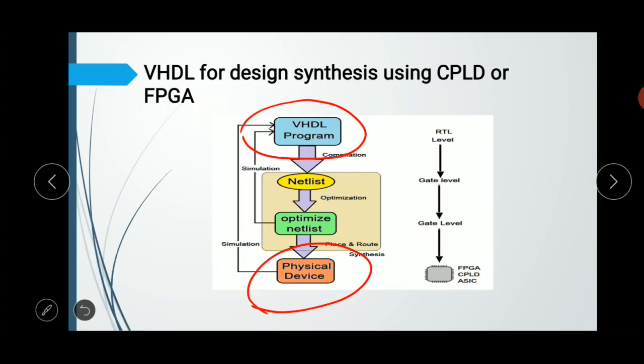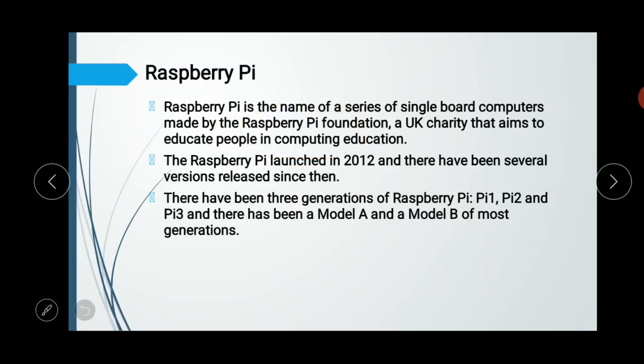Next is the Raspberry Pi. Raspberry Pi is the name of a series of single board computers made by the Raspberry Pi Foundation, a UK charity that aims to educate people in computing and create easier access to computing education.